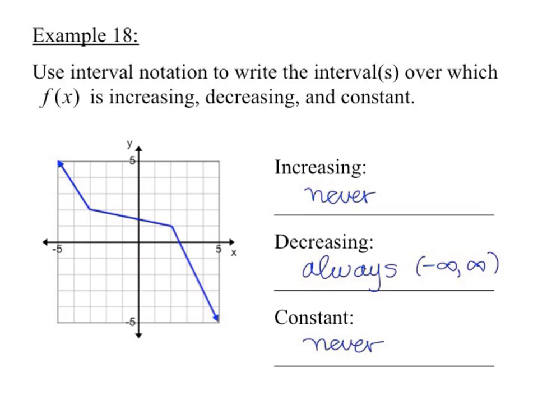Okay. So looking at this one, is it ever going up? No, it's never going up. As I read from left to right, it's always going down. So it's never increasing. It's always decreasing. So it's negative infinity to positive infinity, because sometimes you'll have an endpoint to deal with, but these have arrows. And then constant, it's never constant either. It's never completely flat. So it's always decreasing, this particular function.